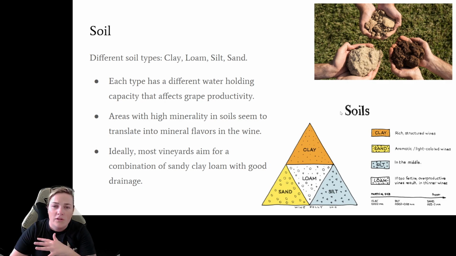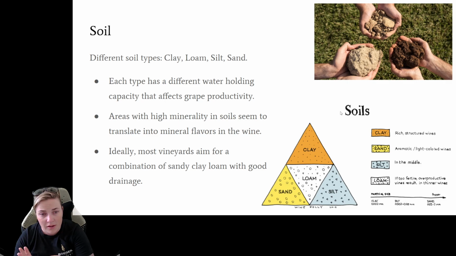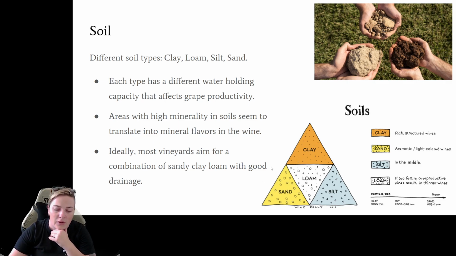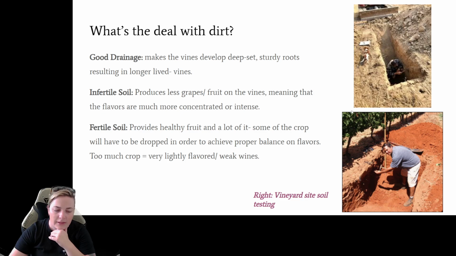So ultimately what you want is soil that's well aerated, has good drainage, has high nutrients, or not, depending on how you manage your vineyard and where you are. That's a whole other conversation. But the soil plays a huge part in how productive the vines are, the flavors that are going to be produced, and how healthy they are. So that is why soil is such a big deal.